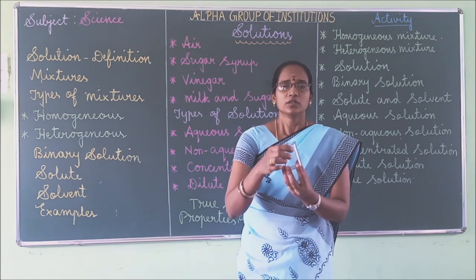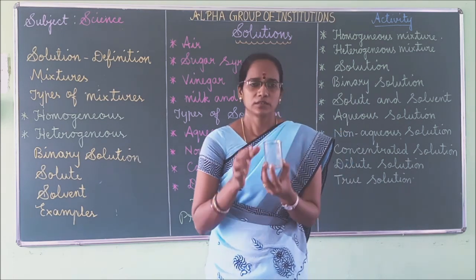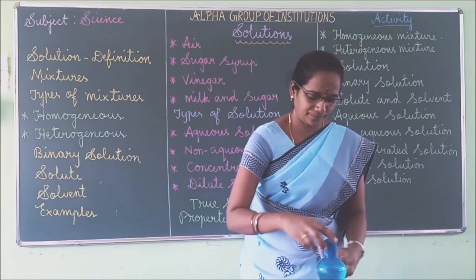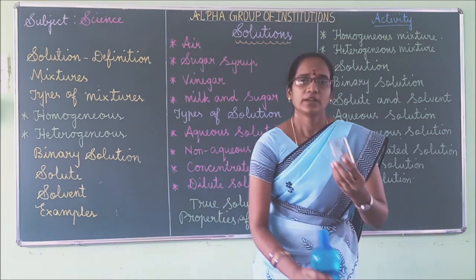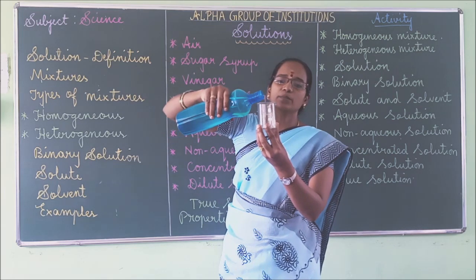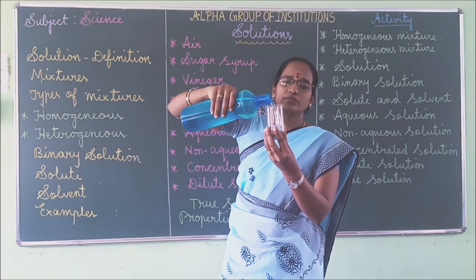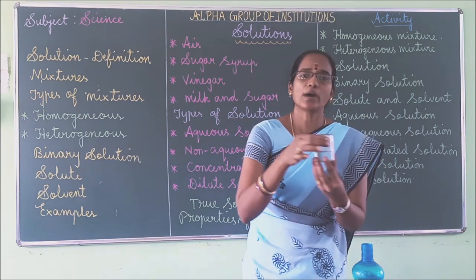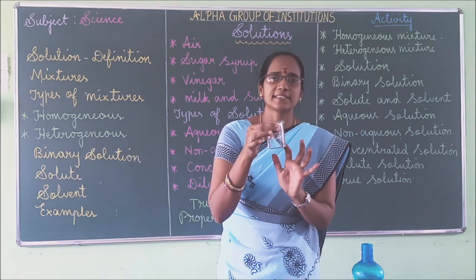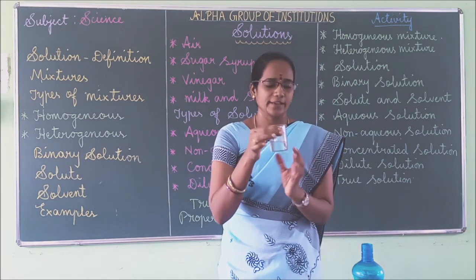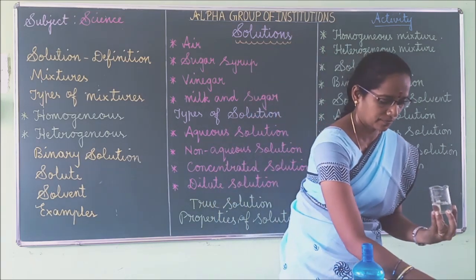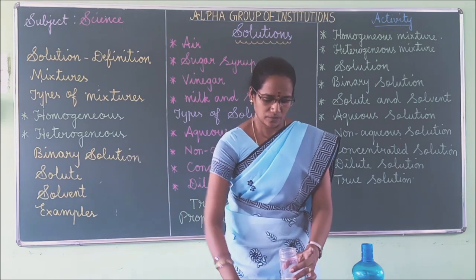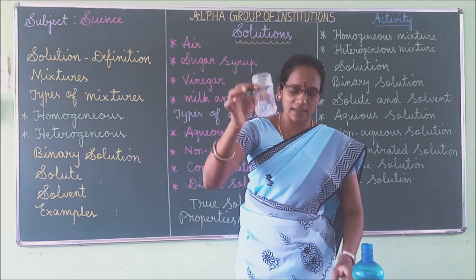Okay. So take one beaker like this and add some water into it. Take a beaker and add some water. Okay, now I am going to add some acetic acid into it. Okay. So this is acetic acid. It is a colorless liquid.